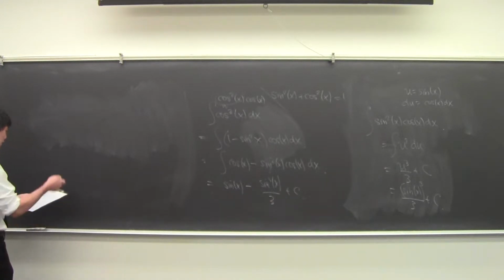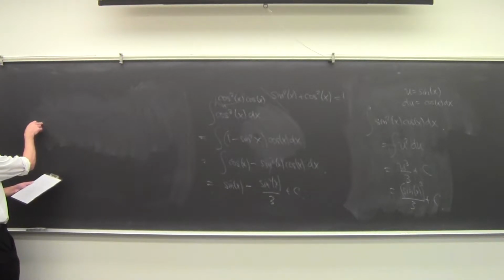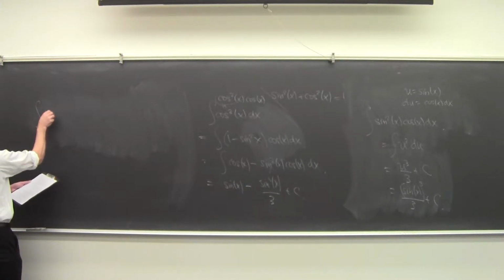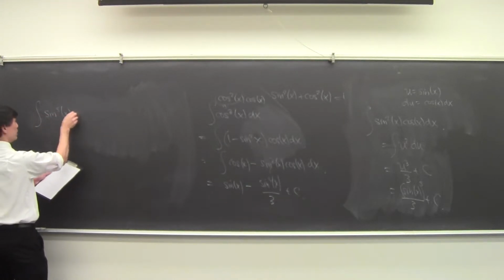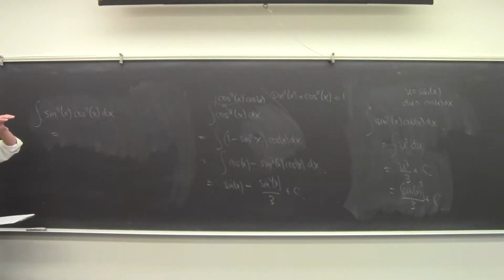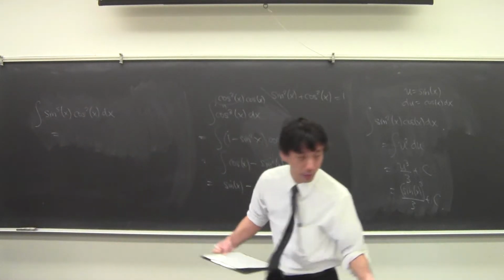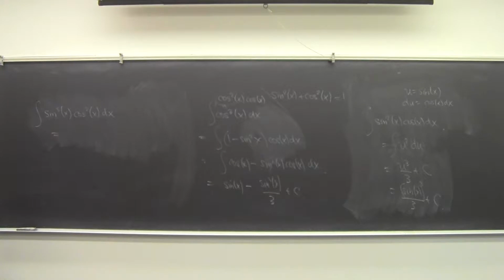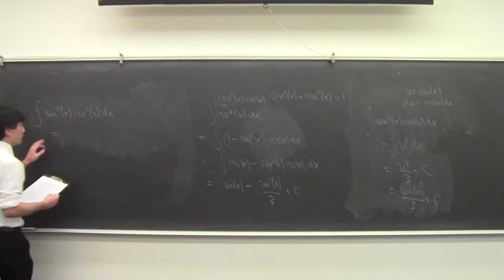Okay. So here's another one along the same lines. You've got sine to the 5th cosine squared. Sine to the 5th cosine squared. Okay, so one way you could do this is again by using the Pythagorean identity.